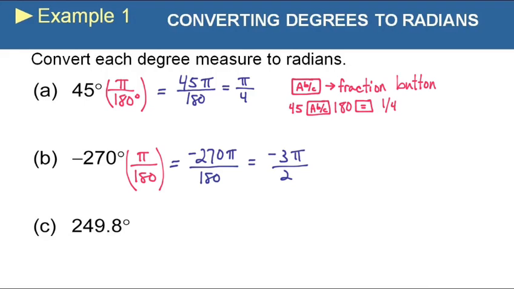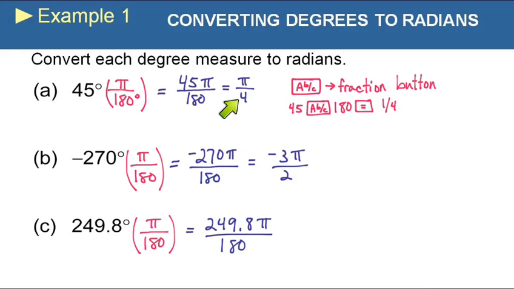Okay, now this part C is in decimal form. So when we multiply by our conversion factor, the fraction that we get is not very pretty, and it is not going to reduce to a nice one like one of these. In this case, what we do is we use the decimal form of pi and go ahead and get into an approximate form. So on my calculator, instead of reducing this fraction, I'll push 249.8 times pi divided by 180.